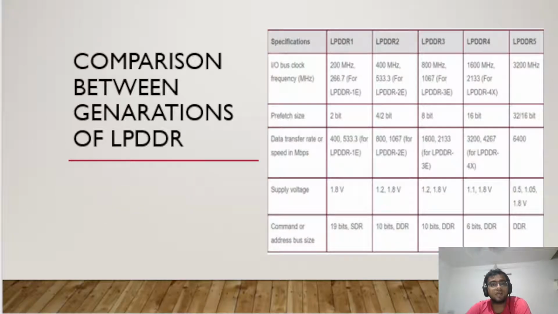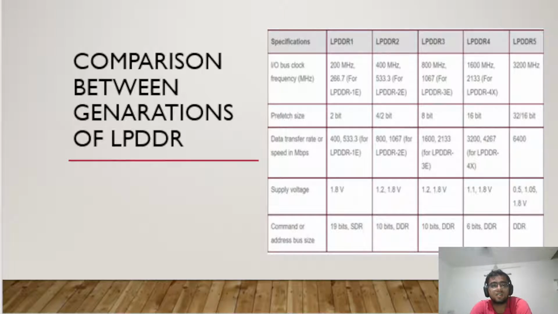Now, there is a comparison between the LPDDR generations. You can see that the comparison is based on the I/O bus clock frequency, prefetch size, data transfer rate and speed in Mbps, then supply voltage, command or address bus size. You can see LPDDR1 I/O bus clock is 200 MHz, in LPDDR2 400 MHz, LPDDR3 800, then 1600 and 3200 MHz. Till now there is a 3200 MHz I/O bus clock frequency.